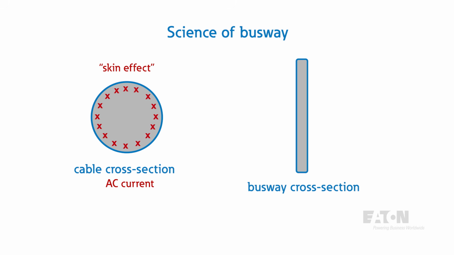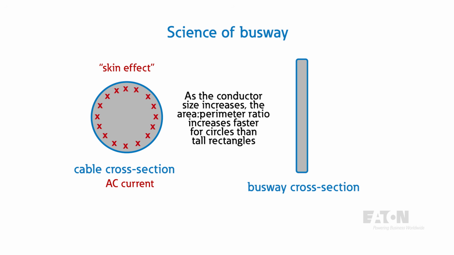Now in our case, this doesn't matter too much for small conductors, but as we begin to increase in size, simple geometry tells us that the area to perimeter ratio increases much faster for circles than it does for tall rectangles.